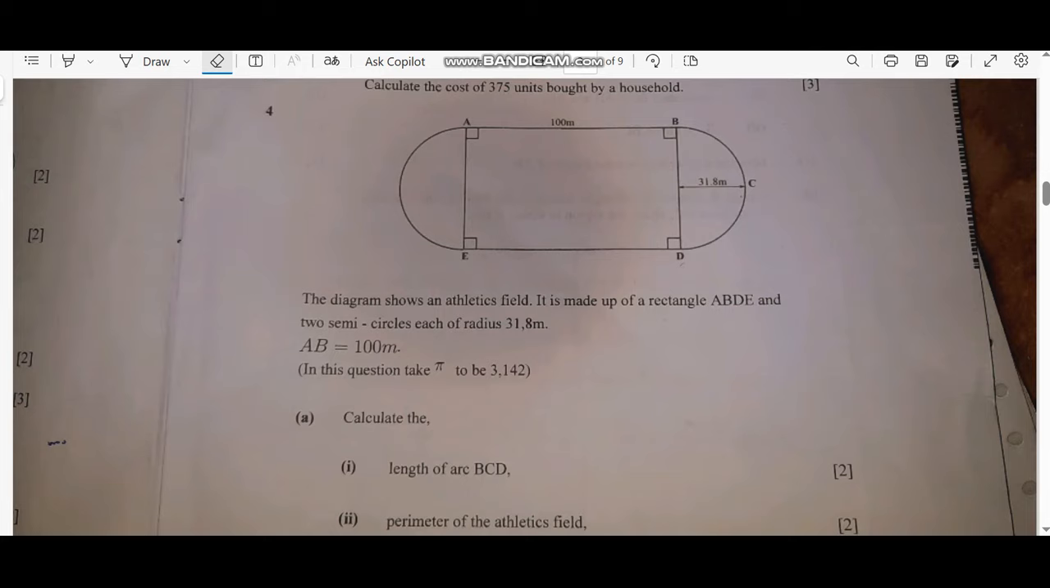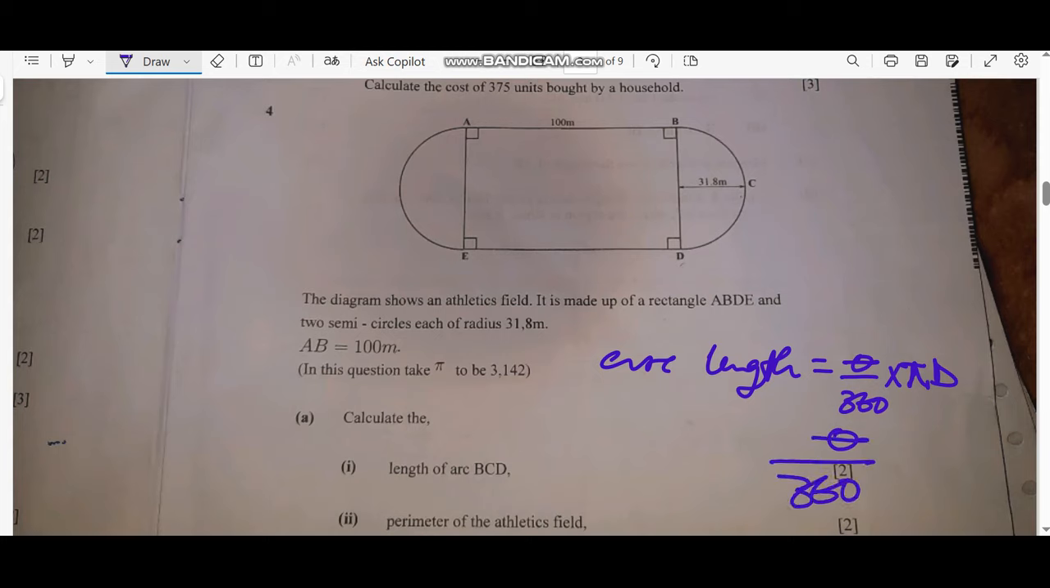You know the arc length formula: theta over 360 times pi times diameter, or theta over 360 times 2 pi r. These are the formulas we can use to find arc length. This is the arc we are looking for, this arc here.